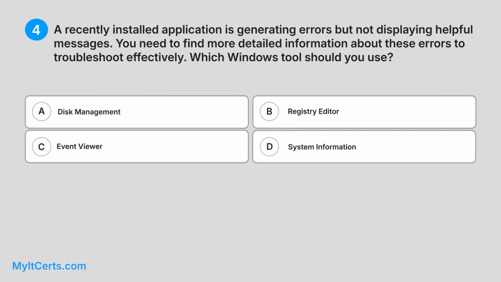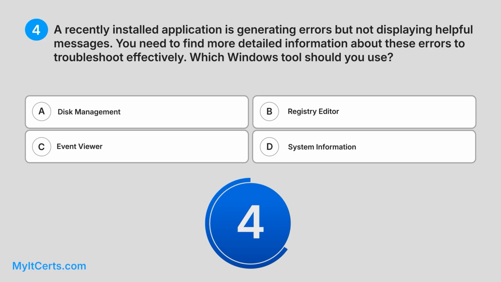4. A recently installed application is generating errors, but not displaying helpful messages. You need to find more detailed information about these errors to troubleshoot effectively. Which Windows tool should you use? A. Disk Management. B. Registry Editor. C. Event Viewer. D. System Information. What do you think is the answer?